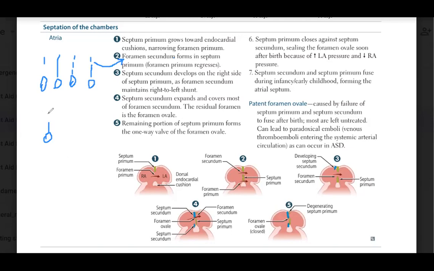And it is all fused, and the only thing left open is a foramen secundum. So now, number 3, septum secundum develops on the right side of septum primum. Here is the degenerated septum primum, and here is the formation of septum secundum. As you can see in this picture also, septum secundum.